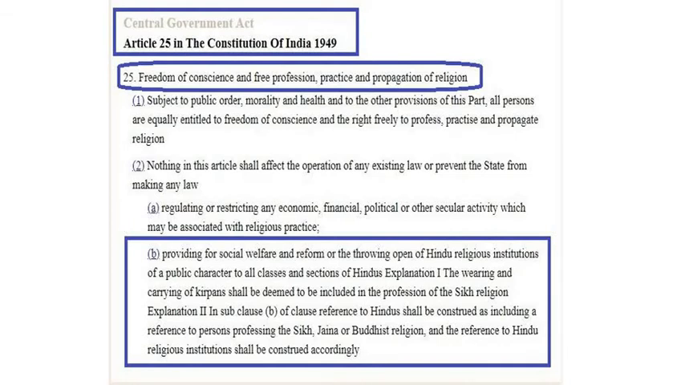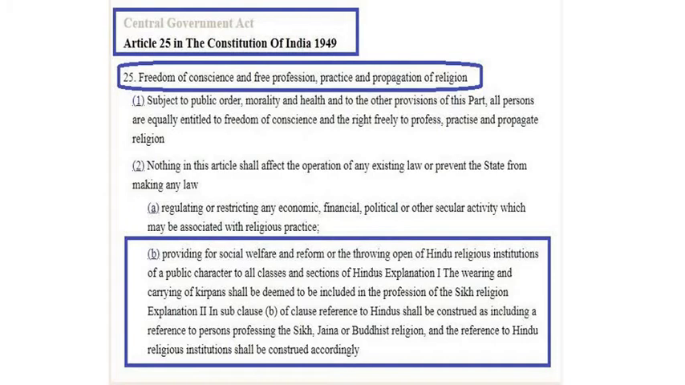Then right to freedom of religion. Article 25 in the Constitution of India 1949: freedom of conscience and free profession, practice or propagation of religion, subject to public order, morality, health and to the other provisions of this part.